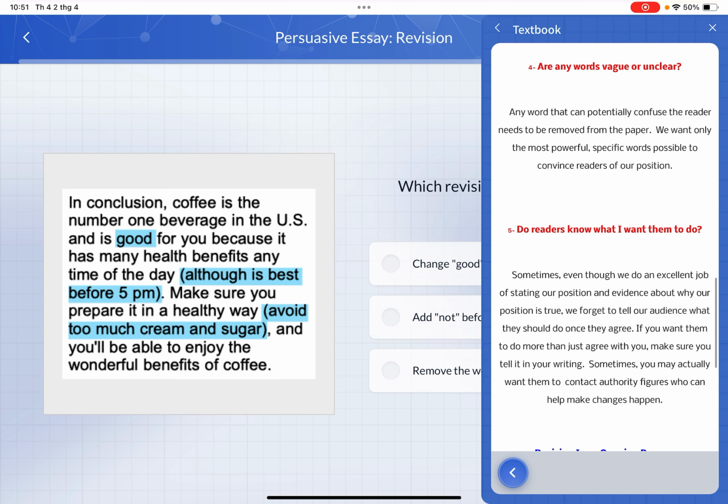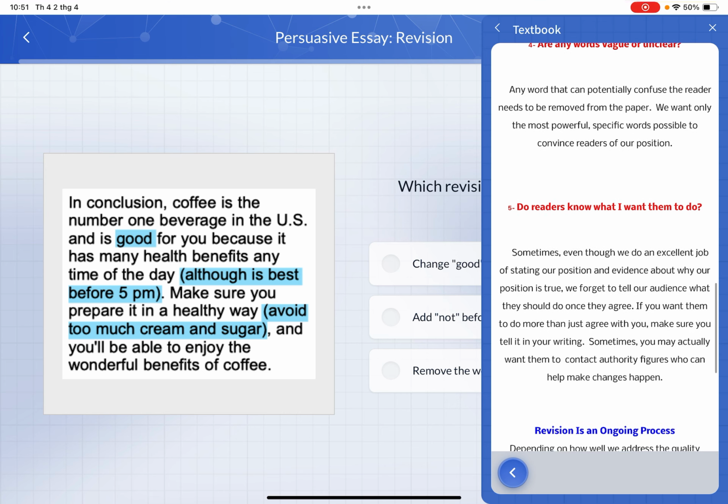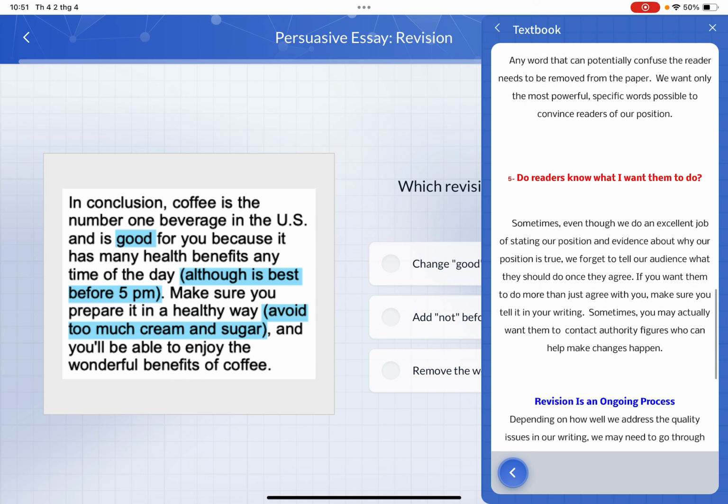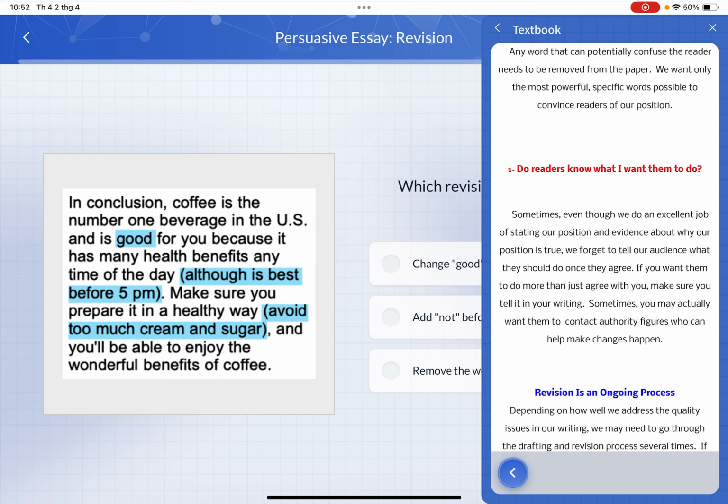Fourth, we have to ask ourselves, are any words vague or unclear? If any words potentially confuse the reader, then we need to remove them from the paper right away. We want only the most powerful, most specific words possible to convince our reader of our position.